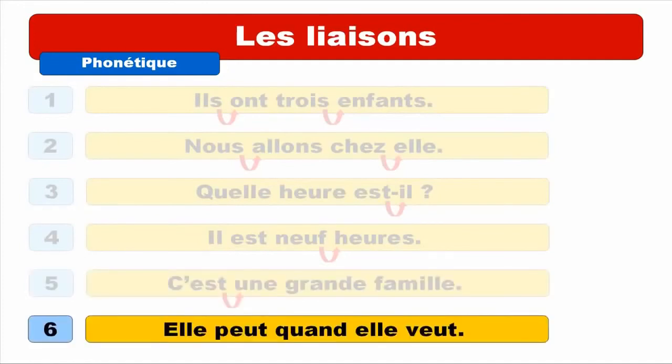And last but not least, elle peut quand elle veut. Okay? So let's see where the liaison goes, and it goes between quand and elle. Okay? And here the D would be pronounced a bit more like a T. Quand elle. Alright? So we get elle peut quand elle veut. Repeat.